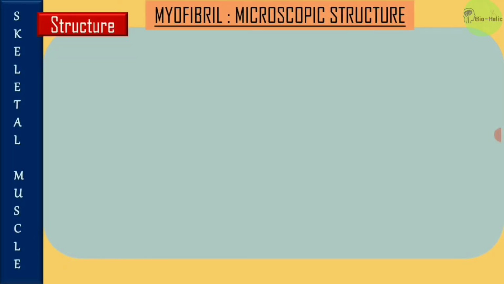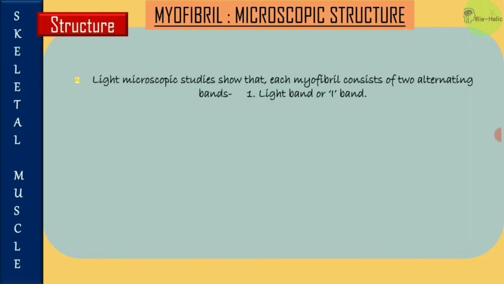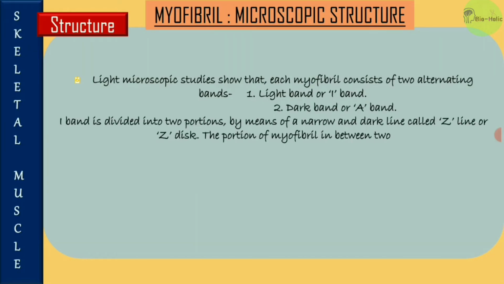Now let's zoom into the microscopic structure of the myofibril. Light microscopic studies show that each myofibril consists of two alternating bands: light band or I band and dark band or A band. I band is divided into two portions by a narrow and dark line called Z line or Z disc, and the portion of myofibril between two Z lines is called sarcomere.